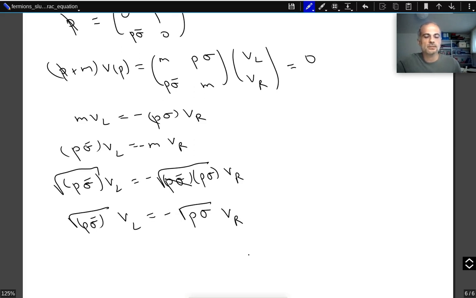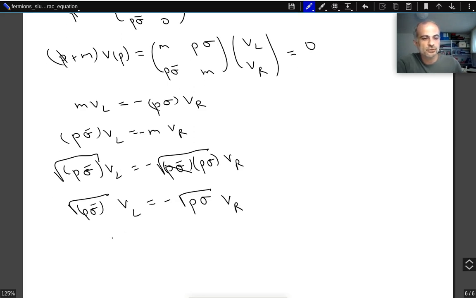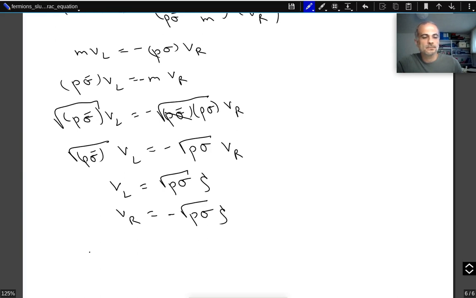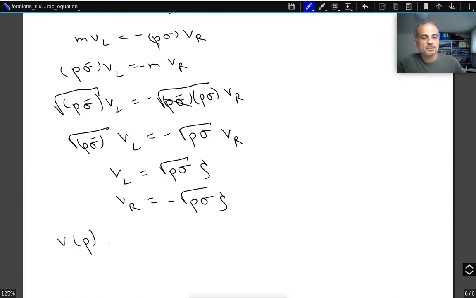So just like in the previous case, we can write the general solutions. VL will be equal to square root of P sigma multiplied by some arbitrary constant spinor psi, and V of R will be equal to minus square root of P sigma psi, or V of P is given by square root of P sigma psi, minus square root of P sigma bar psi.